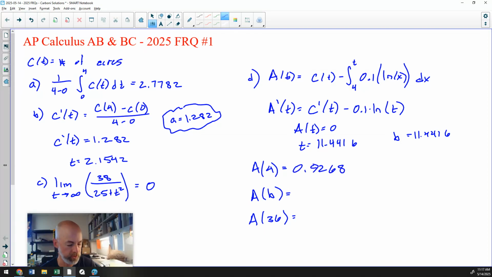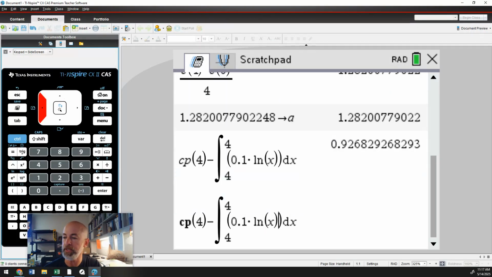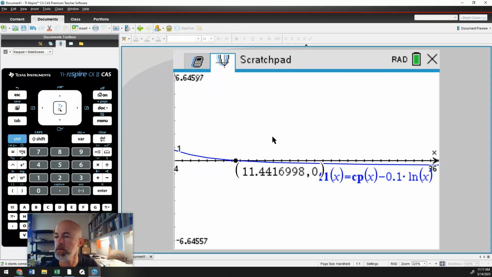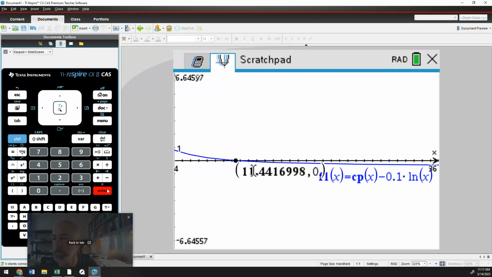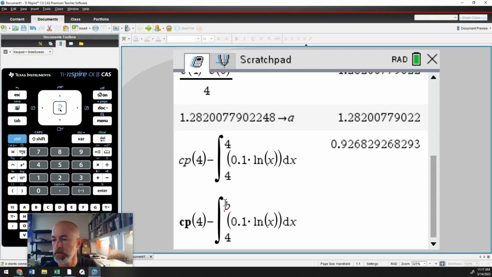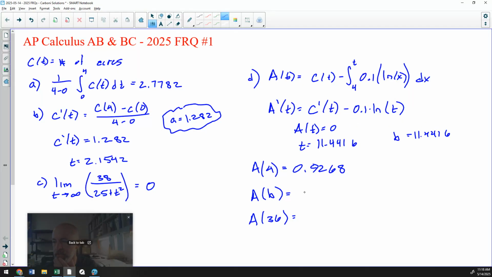And then I'm going to compute that same integral from 4 to my critical number of b. And the way I do that, I'm just going to go in here, and did I not store that for b? I guess I did not. So I'm going to store that, control store b, enter. There, now it's stored. I needed the b to be bold. That's how the Inspire tells me that something is stored. I'm going to hit enter, and that value is negative 1.246.